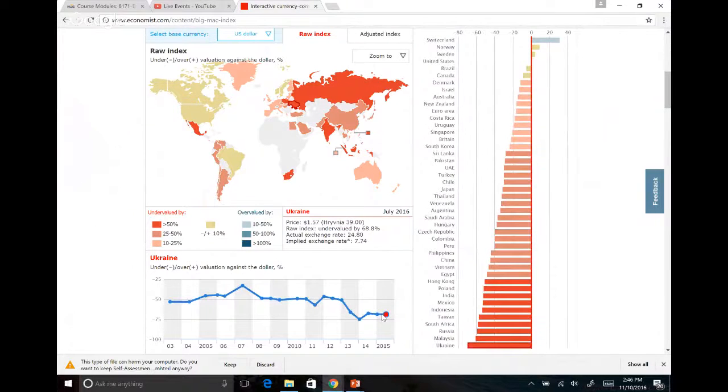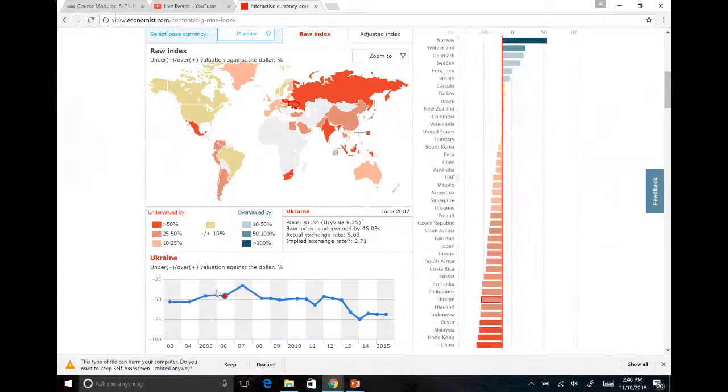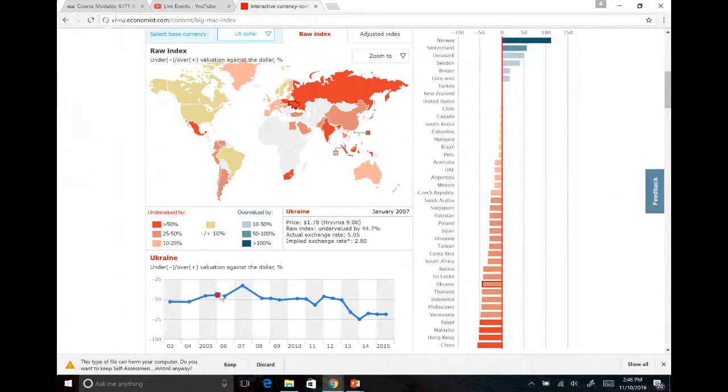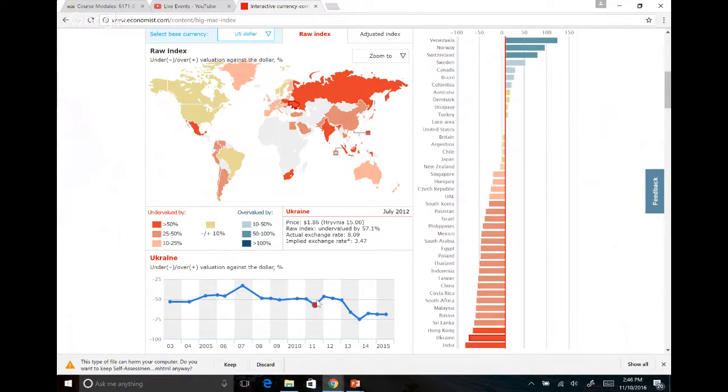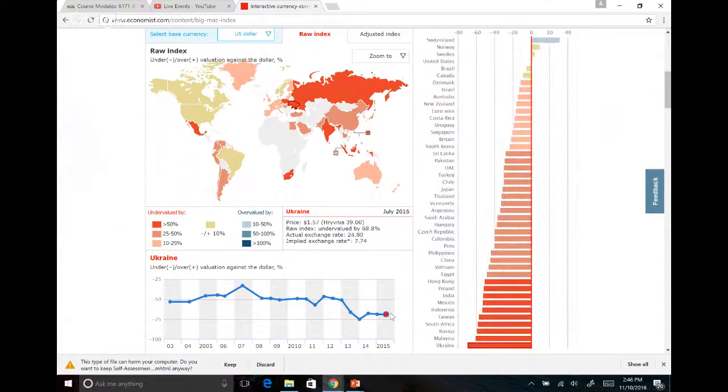only $1.57. So over the years, the price of a Big Mac in Ukraine has been decreasing compared to the price of a Big Mac in America. But in their own currency, that wasn't the case, because in 2006, each Big Mac cost 9 Ukrainian hryvnia, and then by 2016, each Big Mac cost 39 hryvnia. So in their currency, the price has gone up. But in our value, the price of a Big Mac has been going down in Ukraine.